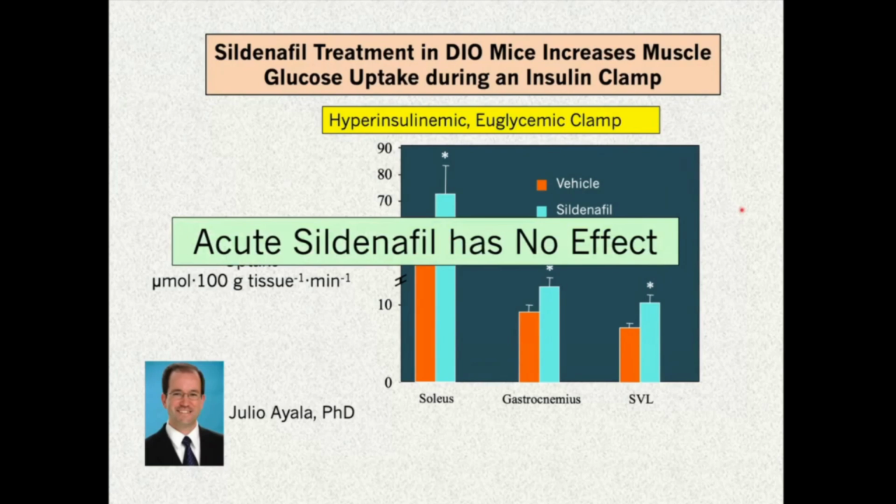However, sildenafil acts rapidly. This is the generic name for Viagra. So it acts rapidly. And yet, when we give it acutely, it had no effect. And this was surprising to us. We expected an acute sildenafil infusion to have a positive effect on glucose, to be able to affect glucose uptake similarly.